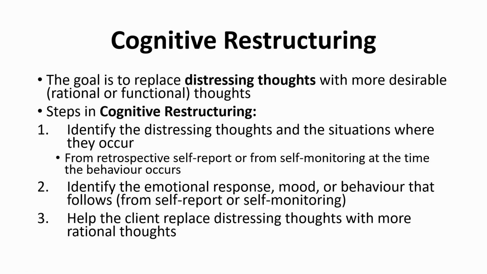So let's start with cognitive restructuring. So for cognitive restructuring, the goal here is to replace distressing thoughts with more desirable, rational, or functional thoughts. So this is usually an instance of trying to decrease the occurrence of bad thoughts or negative thoughts or irrational thoughts that are interfering with normal functioning. So this would occur if you had an excess of some kind of cognitive behaviors.